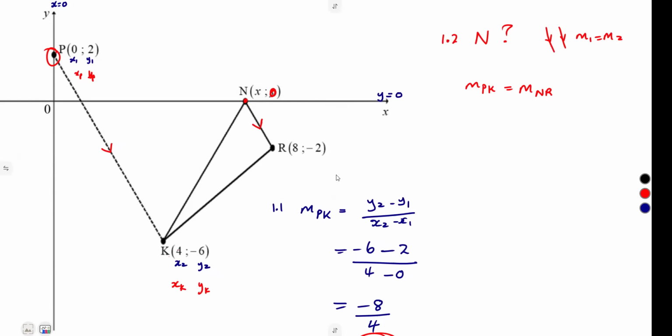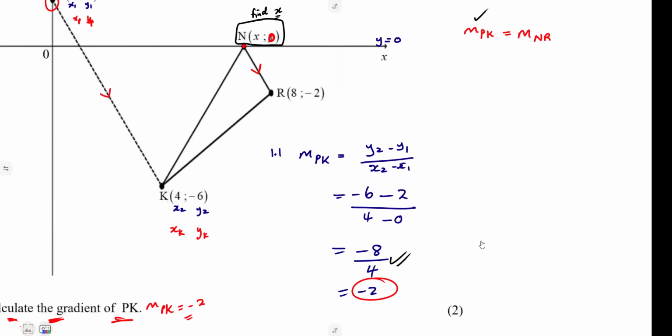Is this going to help us to determine the value of x? Remember what I said, this is our n here. So what we need here is to simply find the value of x. So we can find that. Equate the gradients. Already we have the gradient of PK, the one that we calculated here, which gave us -2. So we can equate that, the gradient of PK, -2.